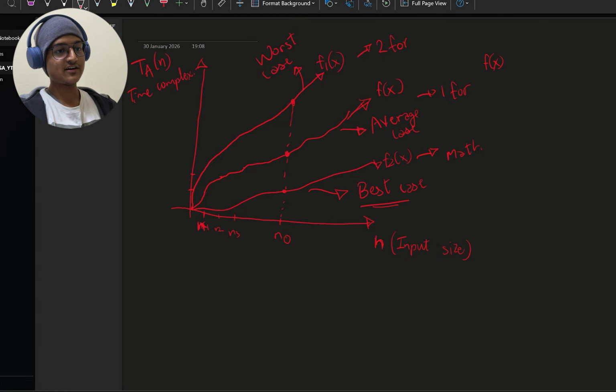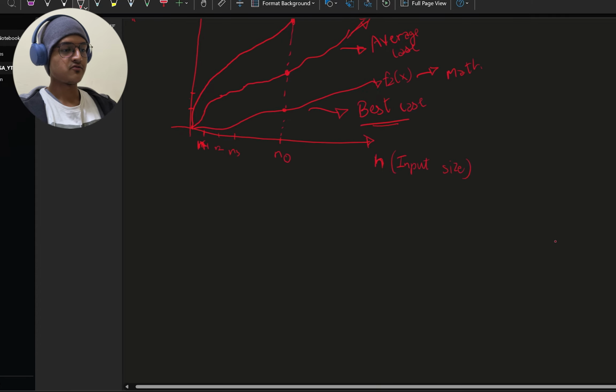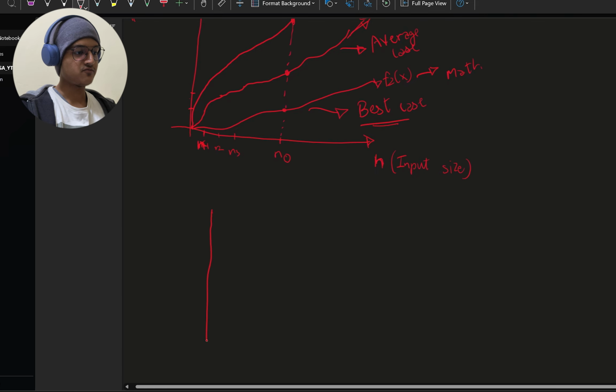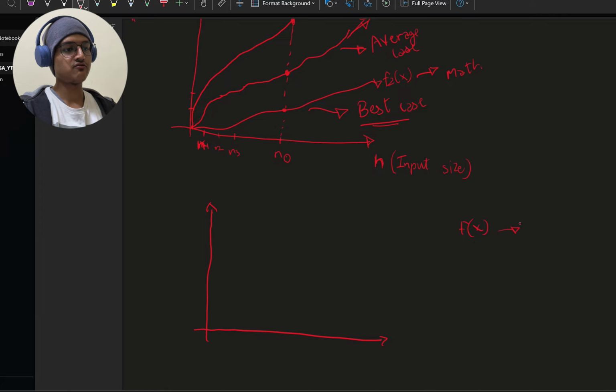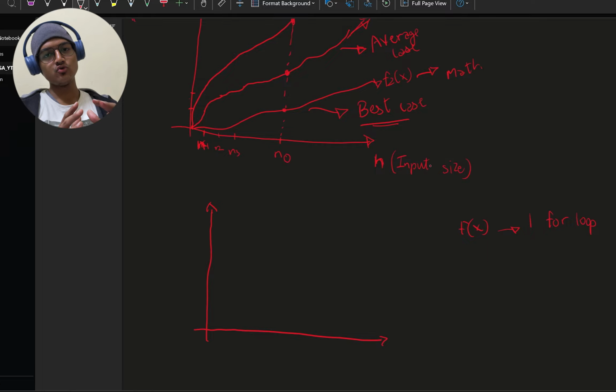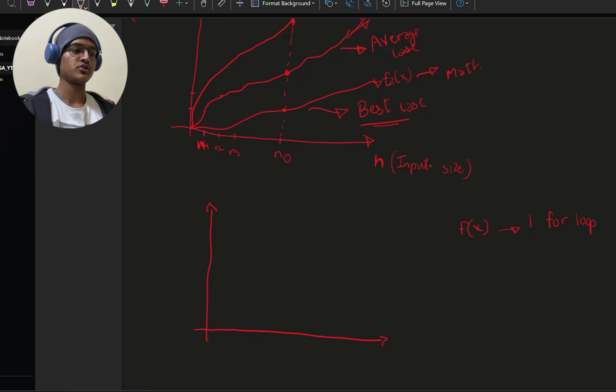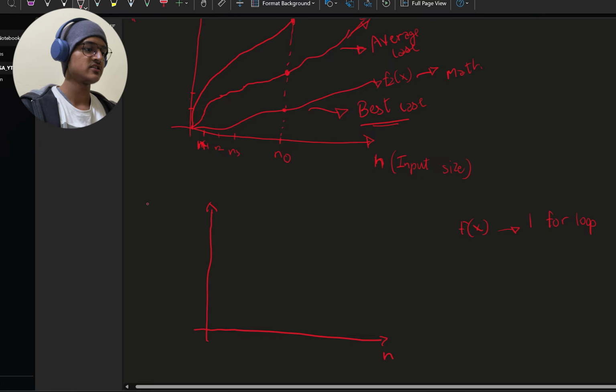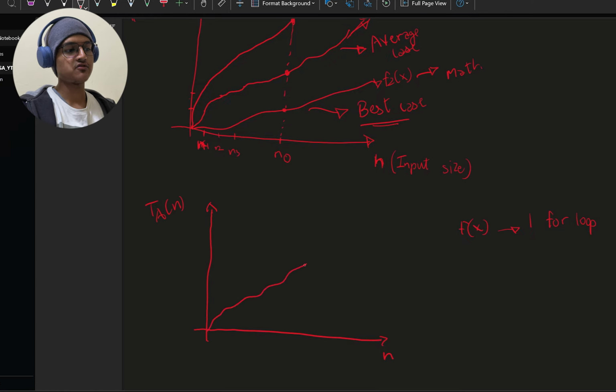Now if we look at it in more detail, for example, we take the same function, let's say fx again, which used one for loop. Now we wish to know the function fx itself. We cannot say that the function had one for loop. We need a mathematical representation for it. So on the x-axis we take n, the input size, and the time taken by the algorithm on the y-axis, and let us say our function f is plotted like this, fx.